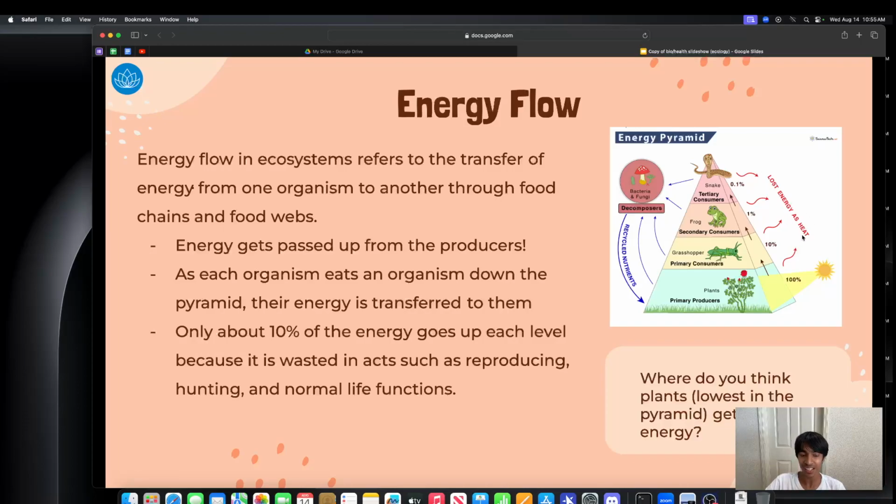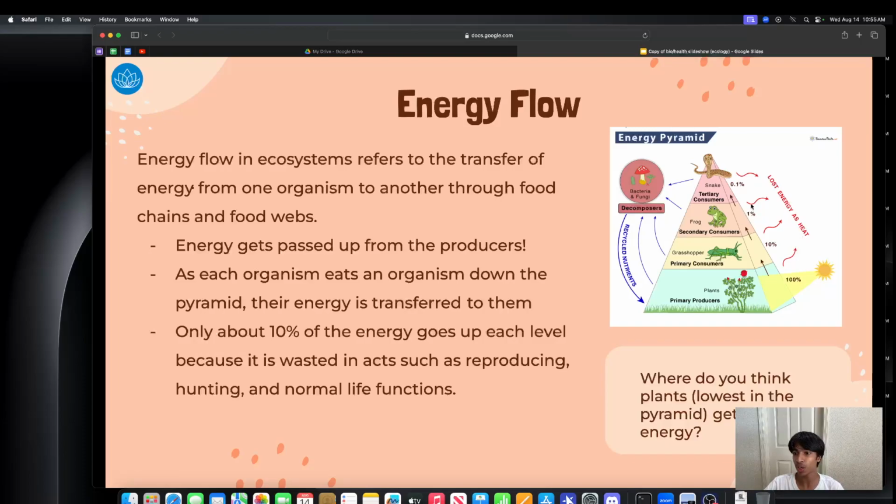It's lost as heat, and also reproducing, hunting, and normal life functions, which also release heat and calories in your body and burn down the calories. Calories are heat, and that releases heat in your bodies, and then you burn down those calories as well.